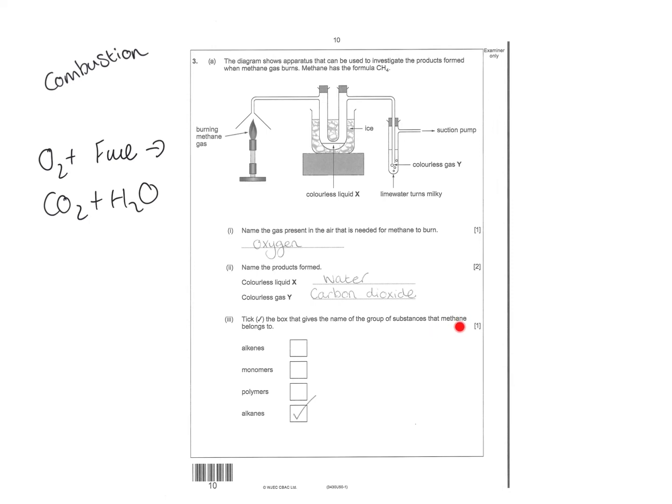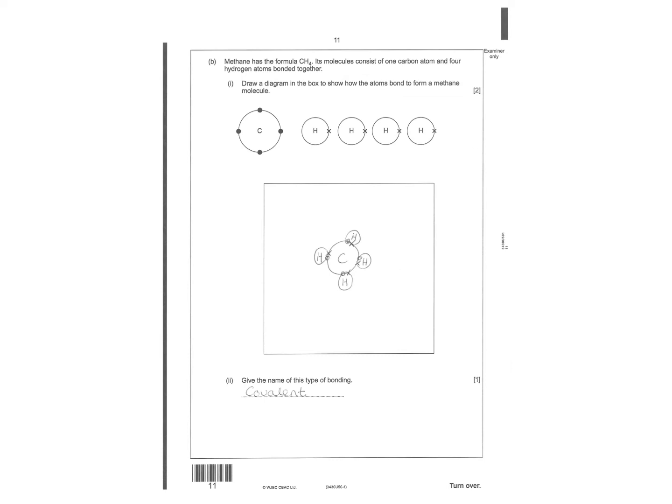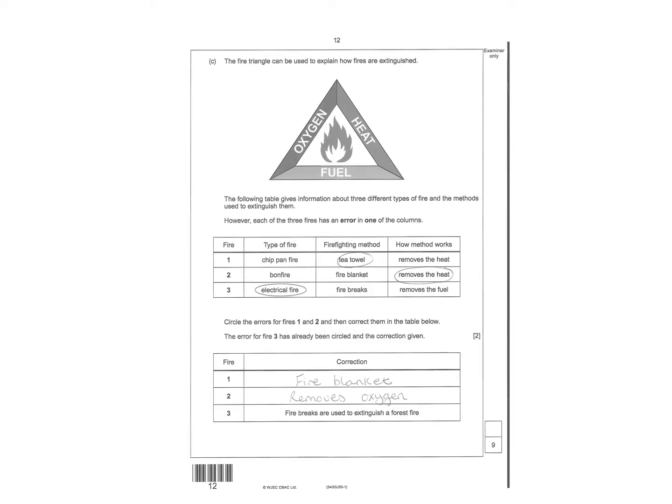Give the name for methane, alkanes. Methane looks like this. Again, a really nice question that they gave you. The electrons in the outer shell, carbon needs 4, so each one of the hydrogens bonds to one of them. It's covalent because they're sharing electrons.